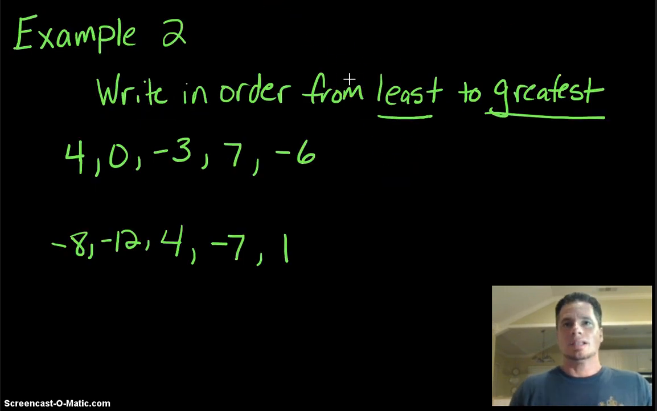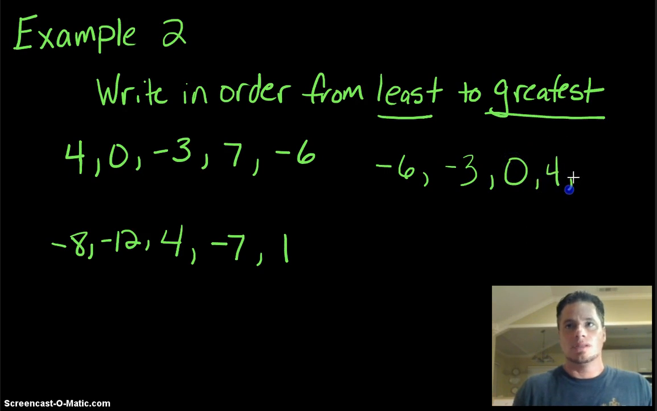Next examples, write in order from least to greatest. That's from smallest to largest. Look at this first set of numbers here. If we're going to do that in order, what's the smallest number up there? Well, I've got two negatives, so those are smaller than the positives. But out of the two, the negative 6 is farther from 0. So negative 6 is the smallest. Then negative 3. Now I just take my positive numbers and I order them least to greatest. That's 0, and then 4, and then 7. And we are finished. This is least, the smallest, to the greatest in order.